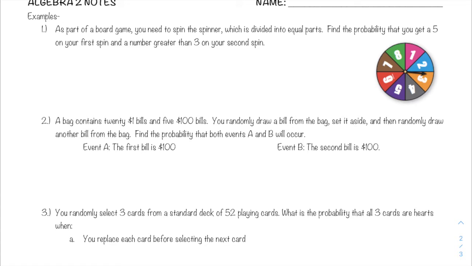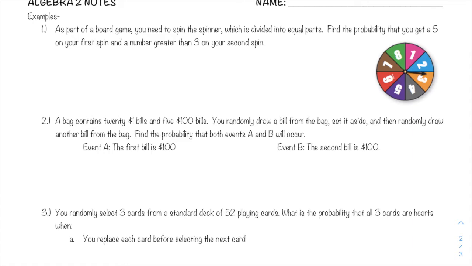So as a part of a board game, you're going to need to spin the spinner, which is divided into what looks like 8 equal parts. Find the probability that you get a 5 on your first spin and then a number greater than 3 on your second spin. First of all, we have to determine whether this is independent or dependent. Does it matter what I spun the first time? No, because when I go to spin it the second time, there's still the same probability of getting any of the numbers there. So I didn't remove a number or something like that.